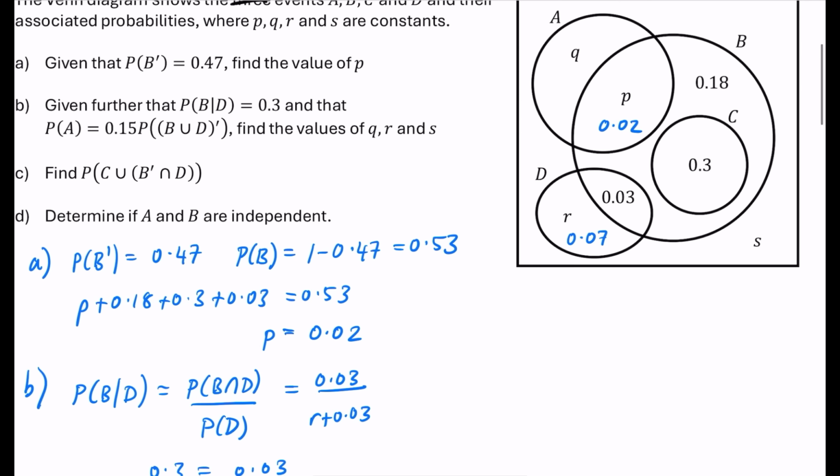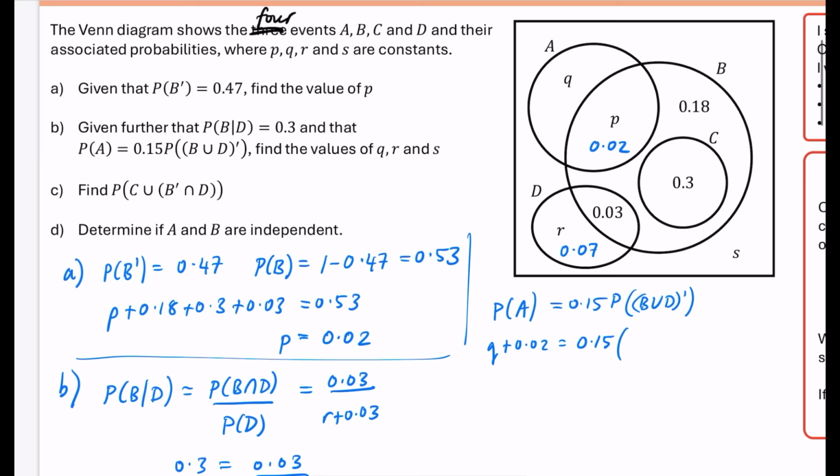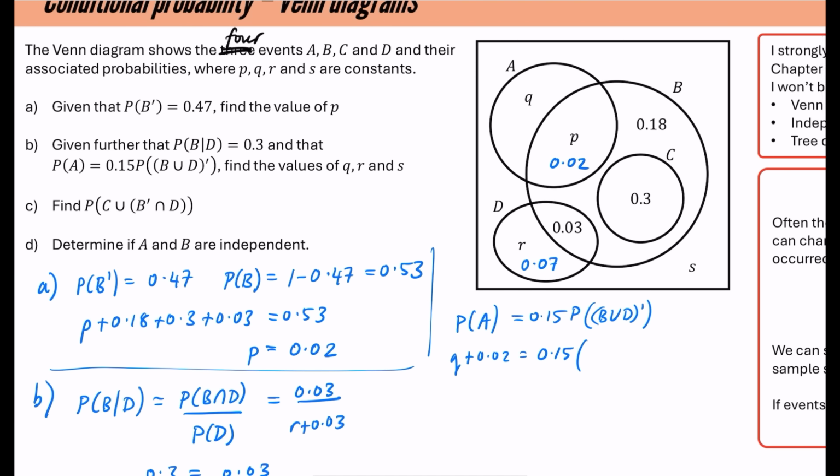It now says the probability of A. So I'm going to box this part off so it doesn't get confused. The probability of A is 0.15, the probability of B union D complement. So the probability of A is Q plus P, which is Q plus 0.02. We're then going to have 0.15 multiplied by, well, you can do shading with pencil and always rub it out in the exam. B union D, this is B or D, this is B union D. So B union D not is everything that has not been shaded, which is Q plus S.